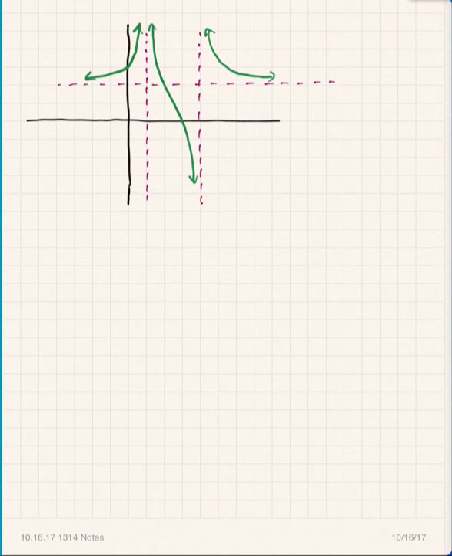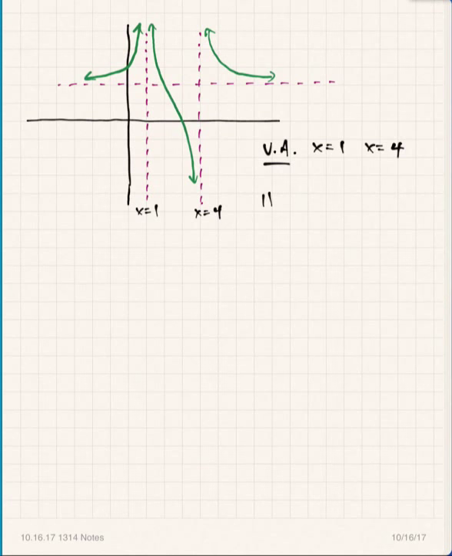So first of all, the vertical asymptotes for the graph are at x equals 1 and x equals 4. Here's x equals 1, that vertical line. Here's x equals 4, that vertical line. Please always write these as equations because these are vertical lines. So don't just write 1 and 4. Write x equals 1 and x equals 4.